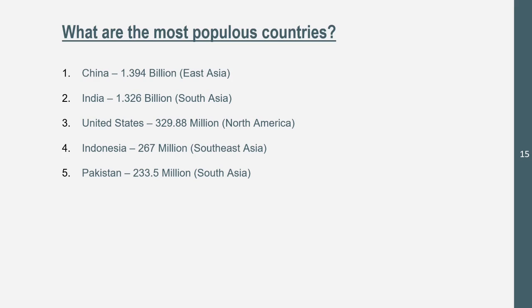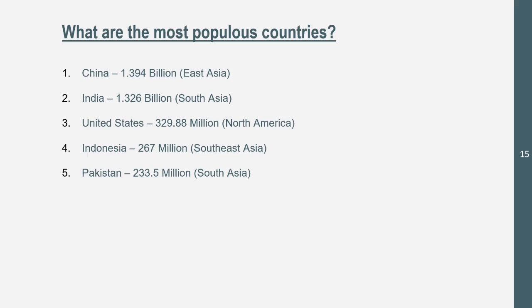What are the most populous regions again? So you can see here, like I said earlier, China, which is in East Asia, is number 1. India, which is in South Asia, is number 2. You can see how their big population influences what region they are in for the most populous region. You can see Southeast Asia, Indonesia, is in number 4.